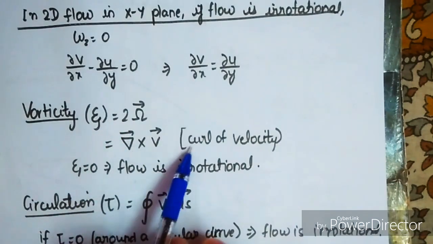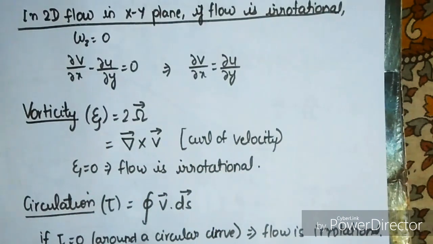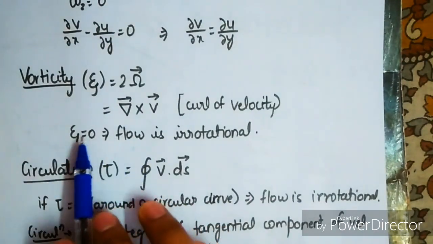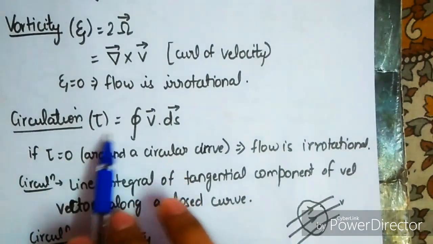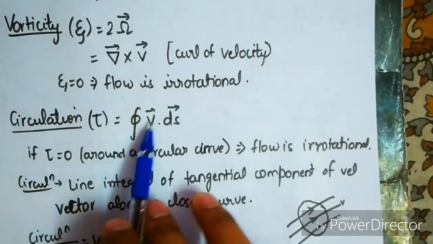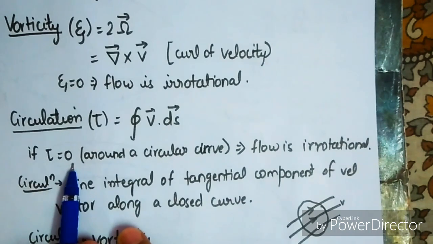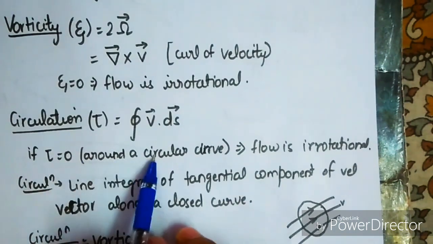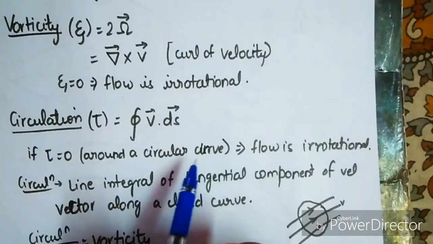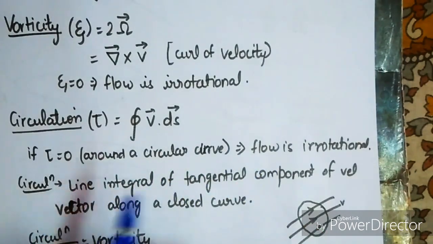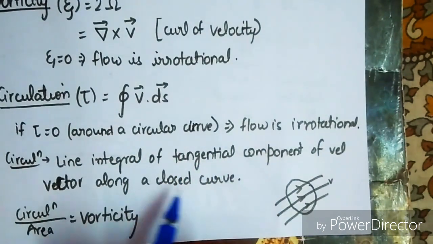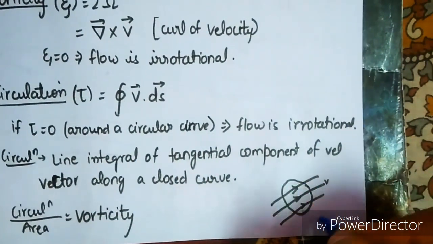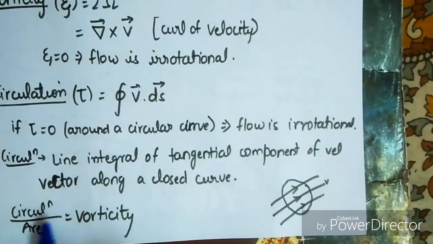Now we can write it down like this also: curl of velocity, del cross v. If the vorticity equals 0, then the flow is irrotational. Next is circulation. Circulation equals the integral of v dot ds. If circulation equals 0 around a circular curve, then the flow is irrotational. What is circulation? Actually, circulation is the line integral of the tangential component of the velocity vector along a closed curve, means along this curve. Circulation per unit area, we call it vorticity.